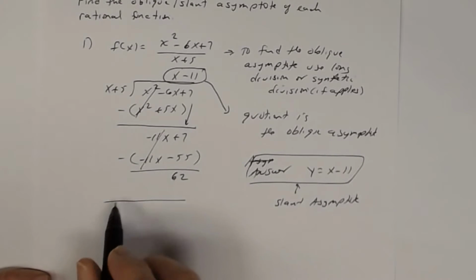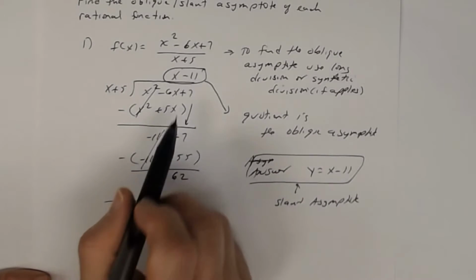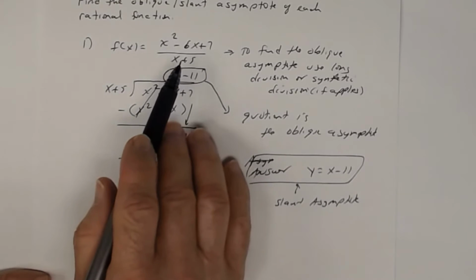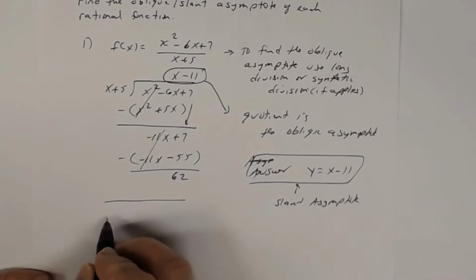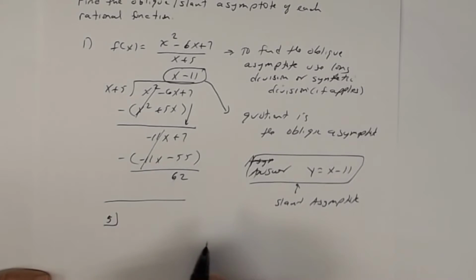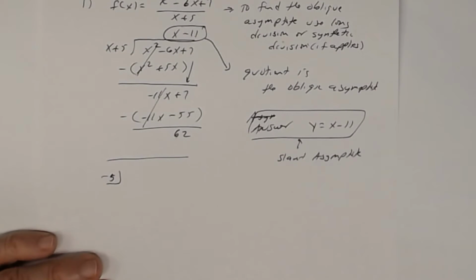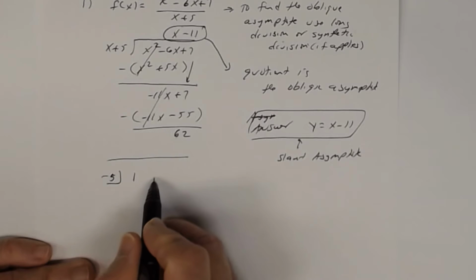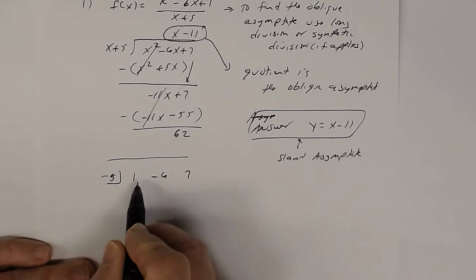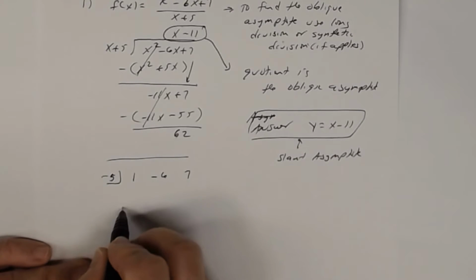Okay. So now be careful when using synthetic division. I've noticed that sometimes students will see this as a 5 and they'll say 5 right here, when in actuality it should be negative 5. So negative 5. All right, so be careful. And then you put your coefficients. So you're going to say 1, negative 6, 7. There are no missing terms, so you don't see any zeros here.